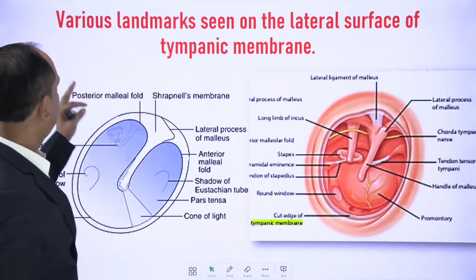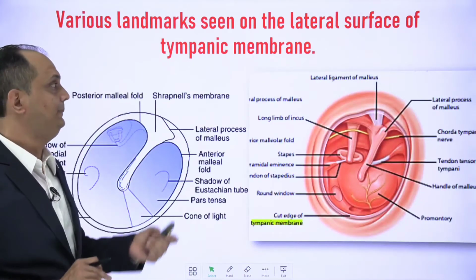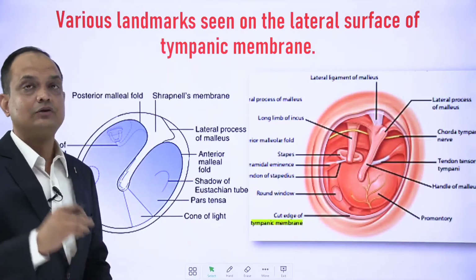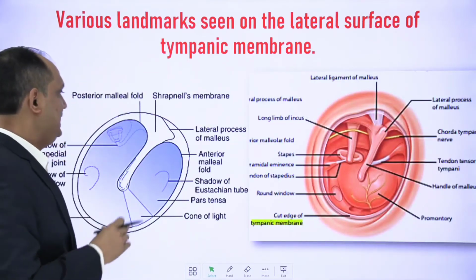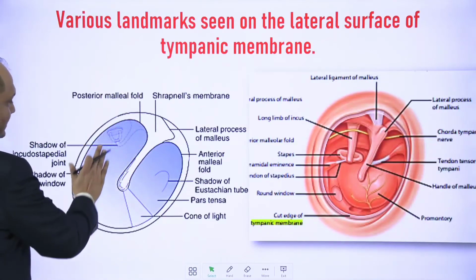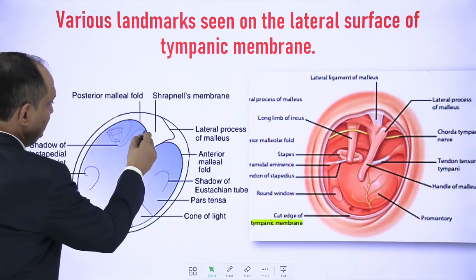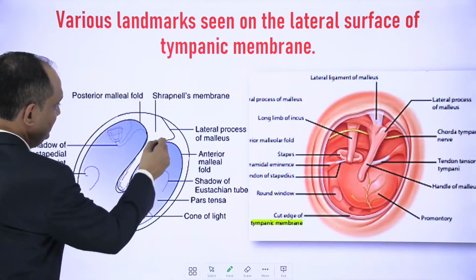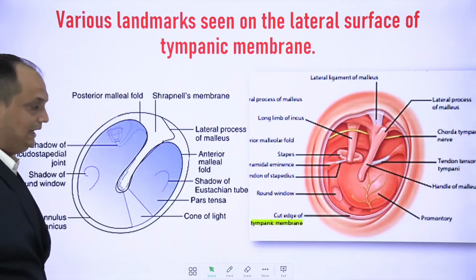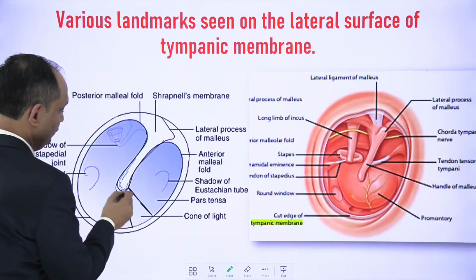Now, what are the various landmarks you are able to see on examination of the tympanic membrane in a living person? So when you do the examination, this is the intact tympanic membrane. In this intact tympanic membrane, the first thing you are able to appreciate is the handle of malleus. And I told you that from the handle of malleus, from the antero-inferior aspect, you will have a cone of light.